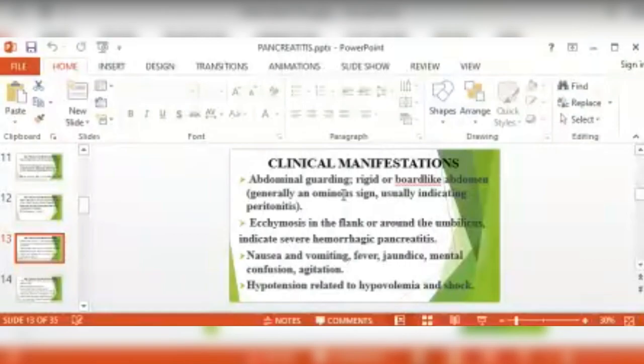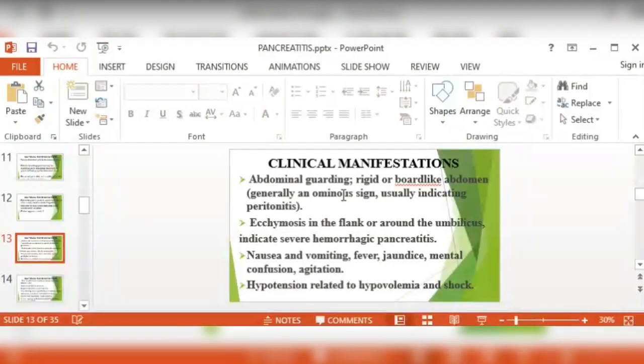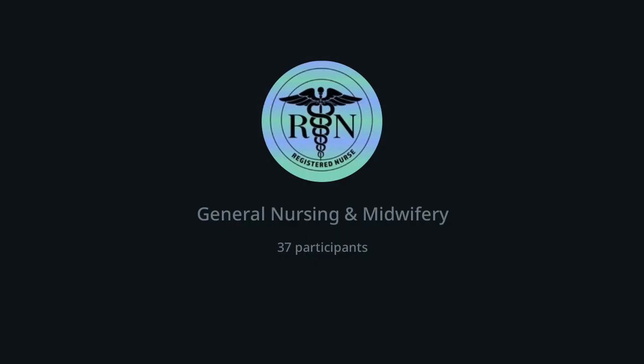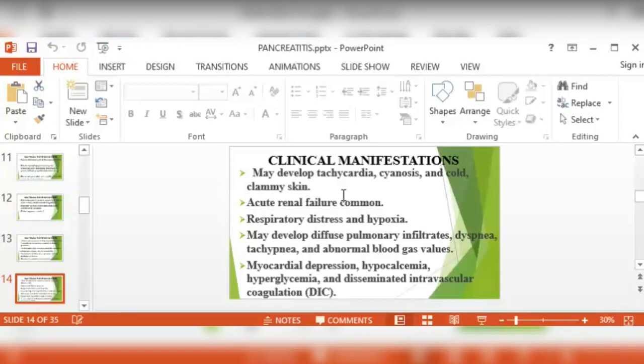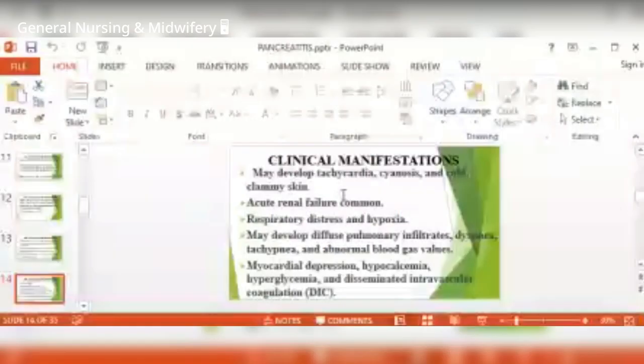Then there will be agitation. The patient wouldn't feel okay. Then there will be hypotension related to hypovolemia and then shock. And then there may be high pulse rate, that is tachycardia. There may be cyanosis, that is bluish coloration of the skin because of hypotension. Then there will be cold, clammy skin. The patient's skin will be very cold and then clammy. So it's all due to hypotension. That is why the patient may develop all these signs.